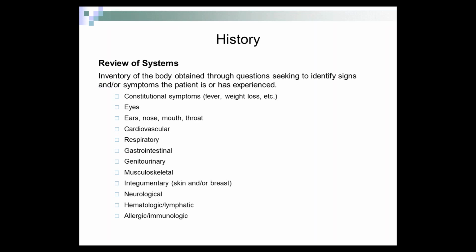The last segment of the history is the review of systems. That's an inventory of the body obtained through questions seeking to identify signs and/or symptoms the patient is or has experienced. The body systems include the constitutional system, which may be fever, weight loss, usually reflected by a recording of the patient's vital statistics. Eyes, ears, nose, mouth, and throat, cardiovascular, respiratory, gastrointestinal, genitourinary, musculoskeletal, integumentary, which includes the skin and/or breast, neurological, hematologic, lymphatic, and the allergic immunologic system.